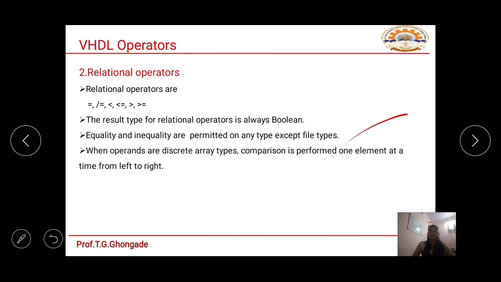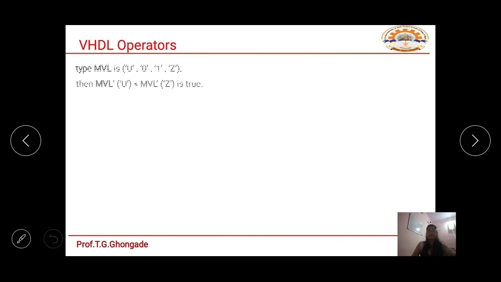When operands are discrete array type, that time comparison is performed left to right, and that's why here we perform comparison left to right since U occurs to the left of Z. Then the next VHDL operator is the adding operator. Now adding operators are addition, subtraction and concatenation.